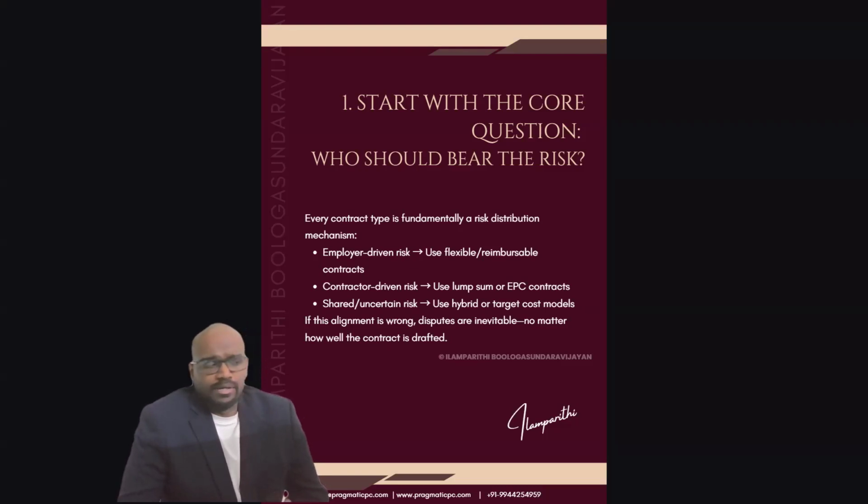Okay, the third is hybrid mode. That is when there is shared or uncertain risk, where you may not be able to foresee the complete risks. Then you can go for shared hybrid or target cost models. If this alignment is wrong, then obviously disputes are inevitable.